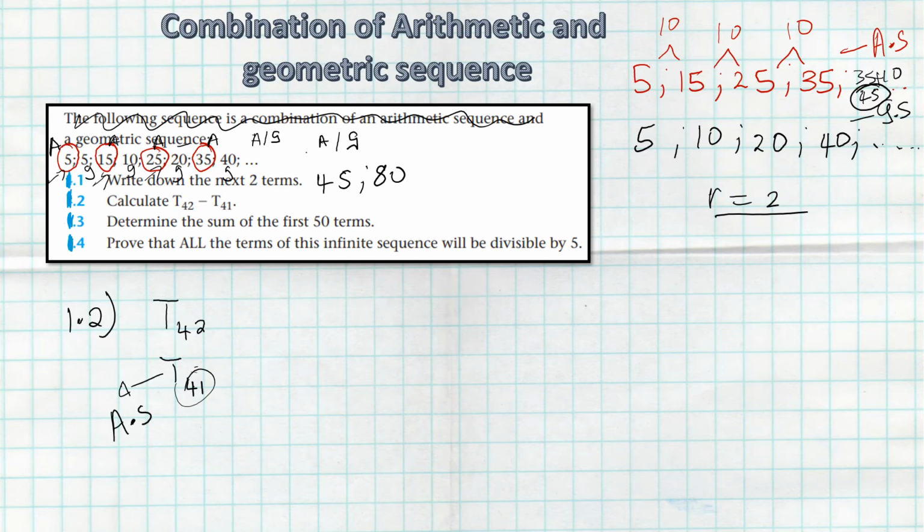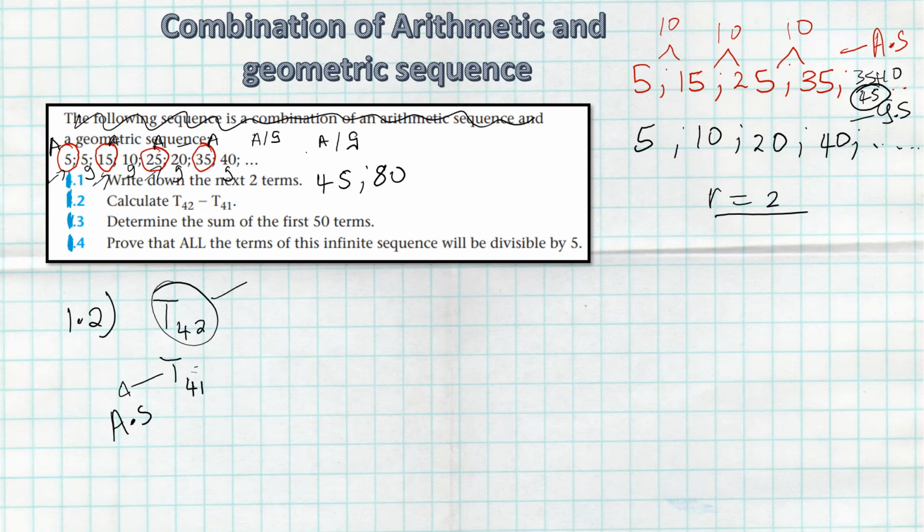Definitely geometric will take the even-numbered positions, because if you check, geometric is the one in between, on position 2. The other geometric is 10, on position 4. It's for even numbers. So T42 will be for what? For the geometric sequence. Now that you have identified it, we can go and calculate, but we are not yet done.